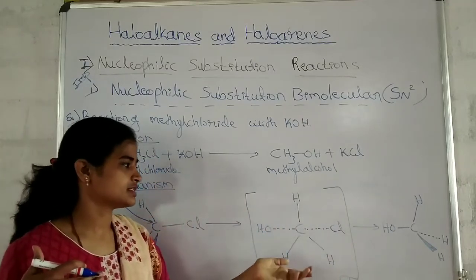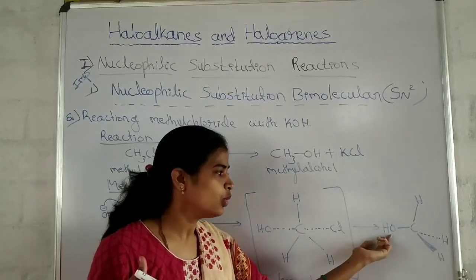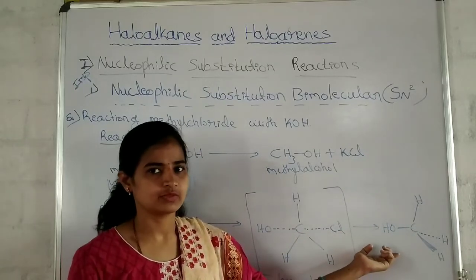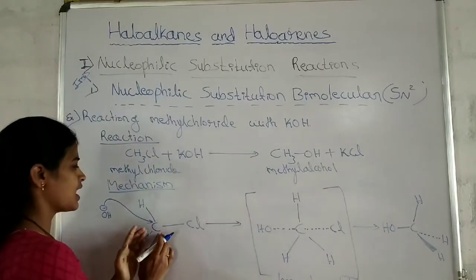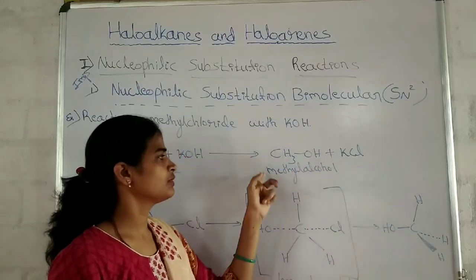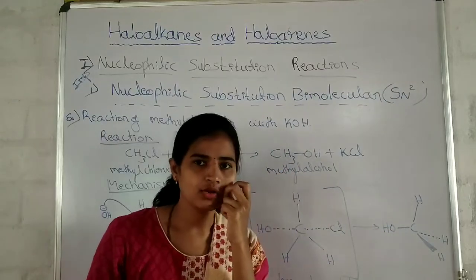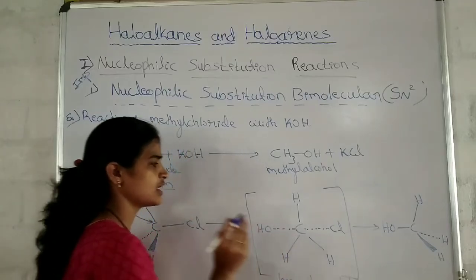At a certain stage, this will break down to form a new nucleophile carbon bond, as I have explained previously. Hence, the carbon halogen bond will be broken and the OH carbon bond will be formed with the formation of methyl alcohol. And this transition state is not stable, it is in the middle.